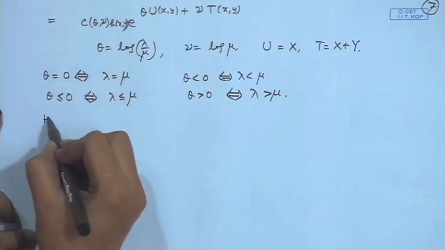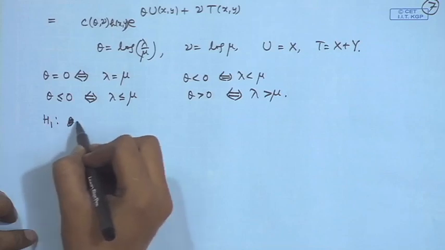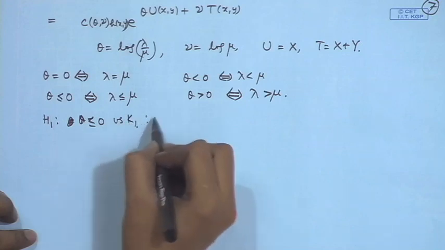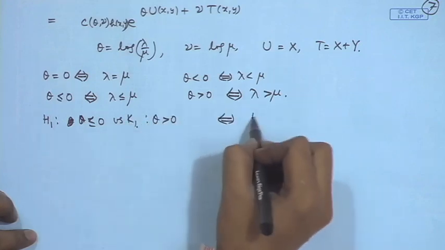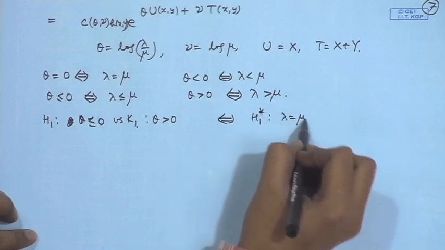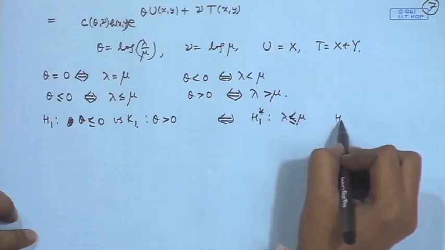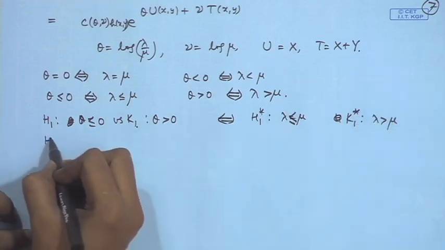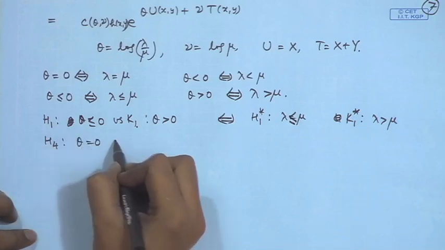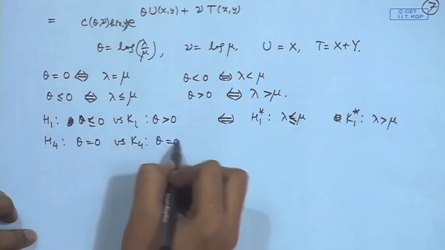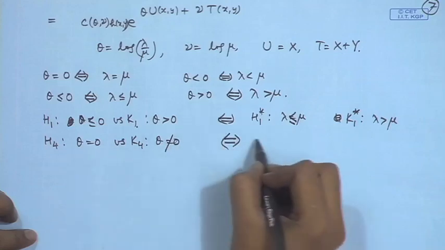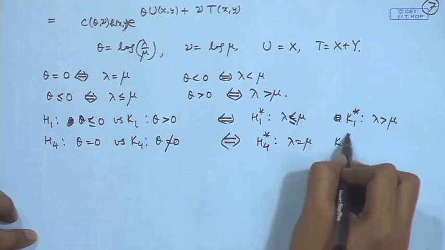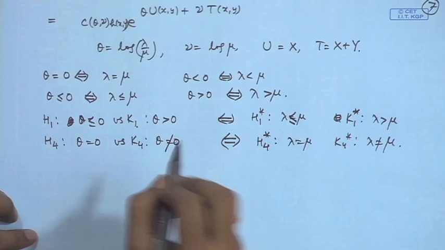In particular, if I consider say H1, that is theta is less than or equal to 0 versus K1, theta is greater than 0. This is equivalent to testing lambda less than or equal to mu versus lambda is greater than mu. And similarly, H4, that is theta is equal to 0 versus K4, theta is not equal to 0. This is equivalent to testing H4 star, lambda is equal to mu against K4 star, lambda is not equal to mu.